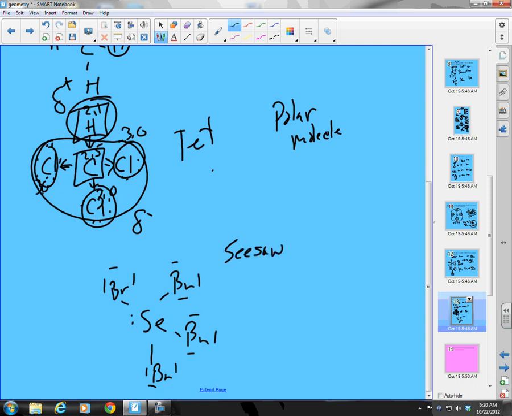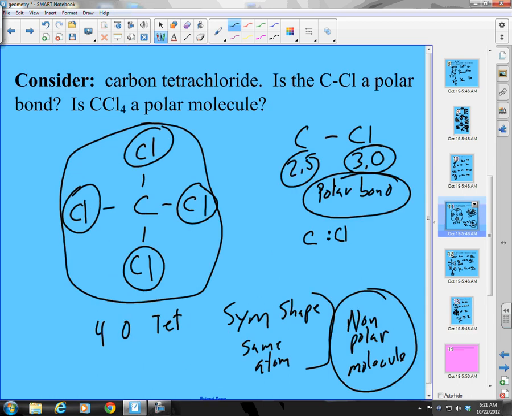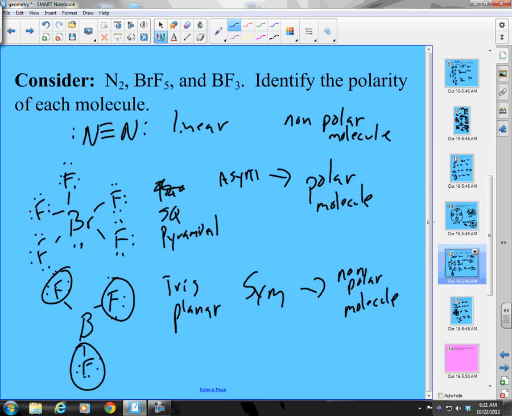If it's a seesaw, that is asymmetric. If it's asymmetric, that means it is a polar molecule. Okay, great. That is our answer.